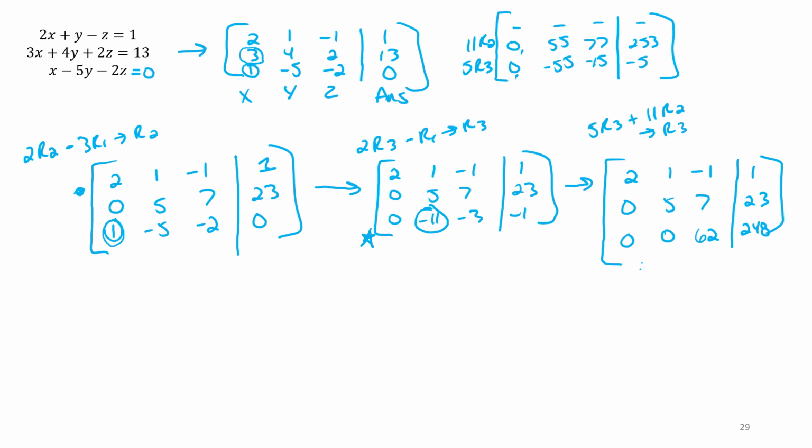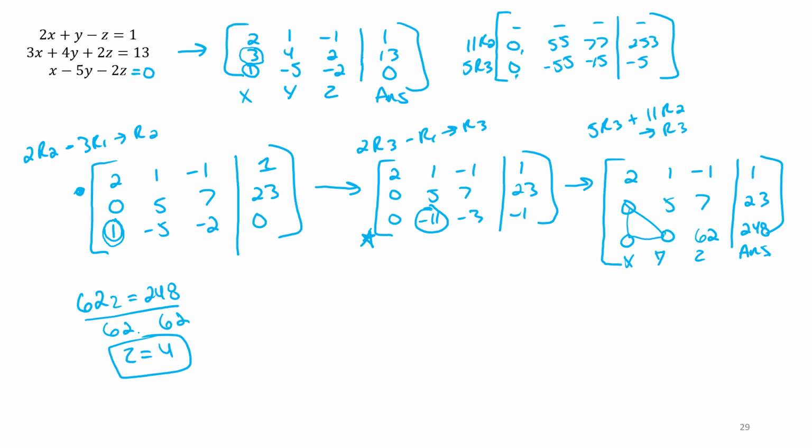So now once we're at this step where we have this triangle of zeros, we have our x, our y, and our z in our answer column. If we wanted to find the value of z, we could just do 62z equals 248. So 62z equals 248. When you divide 248 by 62, z would equal 4.